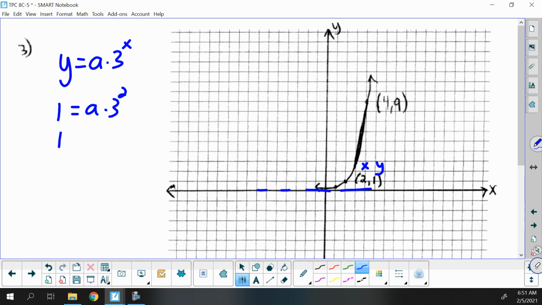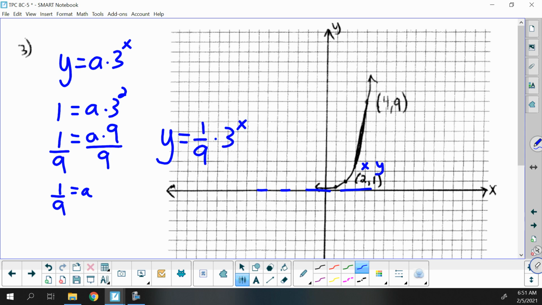So this, we didn't have anything to add or subtract over, so we'll do our exponent. 3 squared gives us 9. We can divide that 9 over, and we get 1/9 for a. So our equation is y equals 1/9 times 3 to the x. If we had to tell the transformations, we could either say multiply y's by 1/9, or we could say vertical compression by a factor of 1/9, because 1/9 is less than 1 and it's affecting the y's.